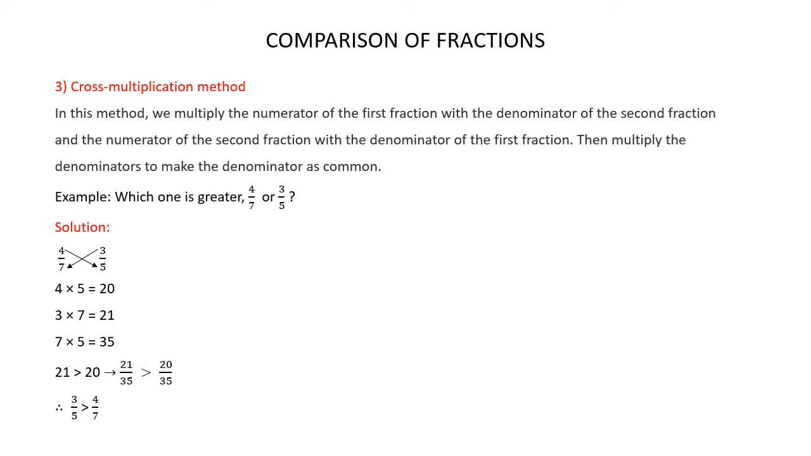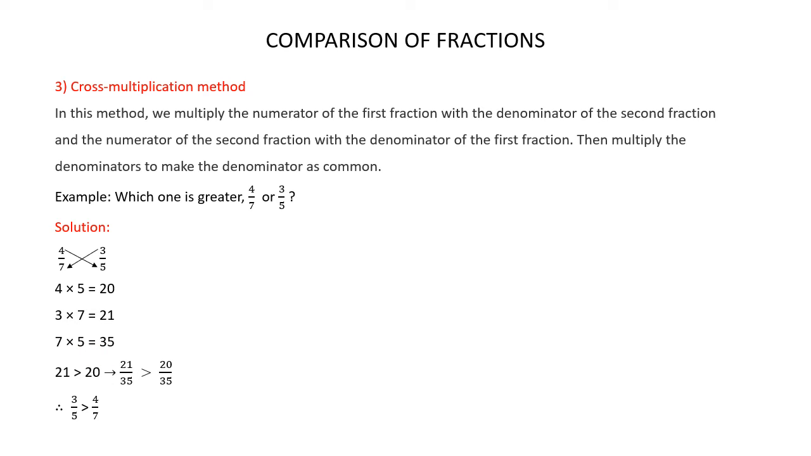Let's understand this with an example. Which one is greater, 4 by 7 or 3 by 5? Now, first we have to multiply the numerator of the first fraction with the denominator of the second fraction. So, 4 multiplied by 5 is 20. Next, multiply the numerator of the second fraction with the denominator of the first fraction. So, 3 multiplied by 7 is 21. Finally, multiply the denominators of both the fractions. So 7 multiplied by 5 is 35.